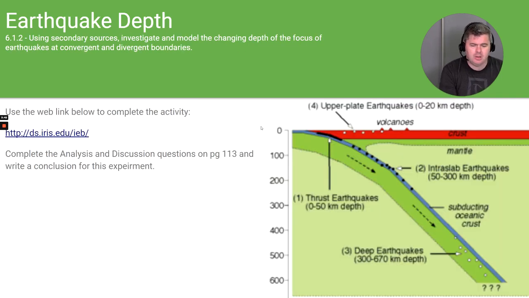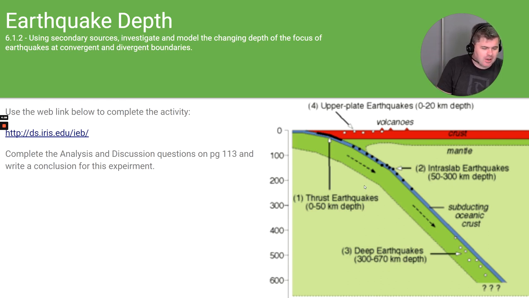Alright. So, earthquake depth. Here we can see that earthquakes generally occur at different depths based on the type of earthquake. An upper plate earthquake has a depth from 0 to 20 kilometers. For the most part, these earthquakes need a solid piece of matter to generate that shock wave. It's not necessarily going to work with a liquid per se.